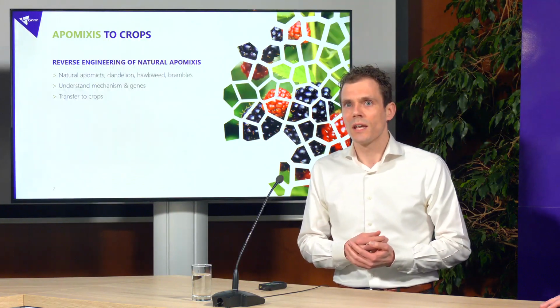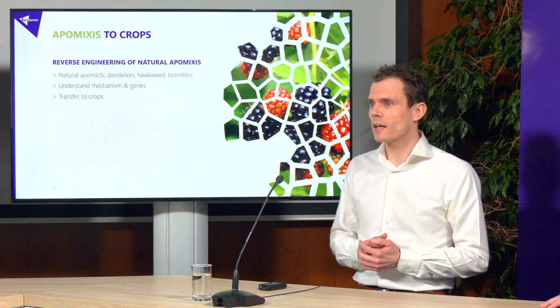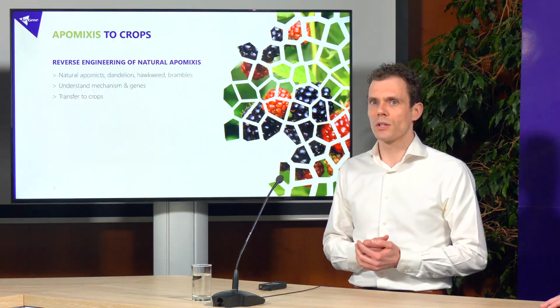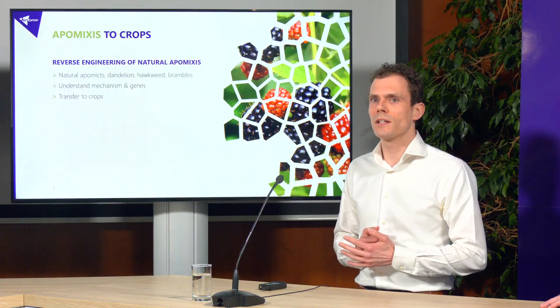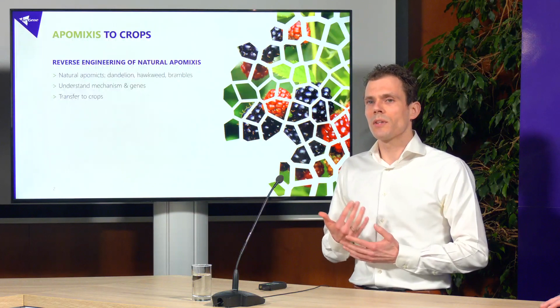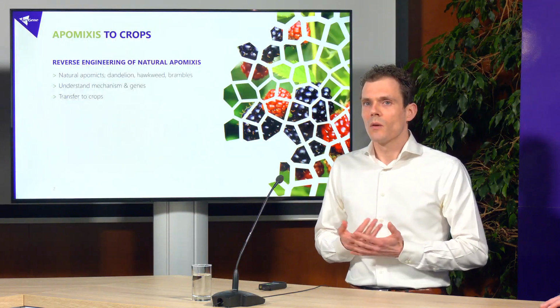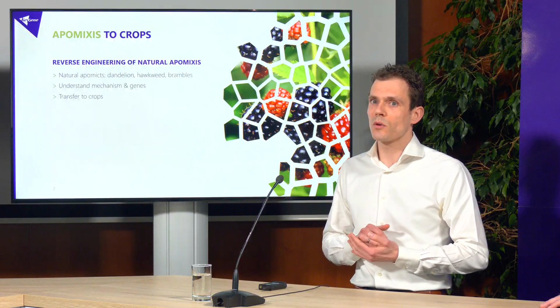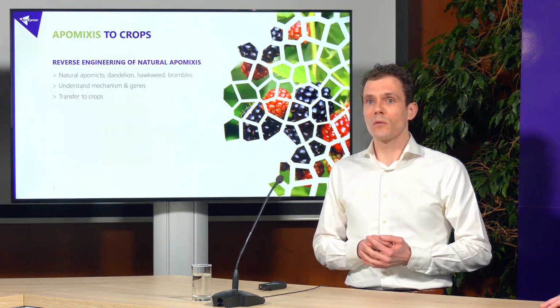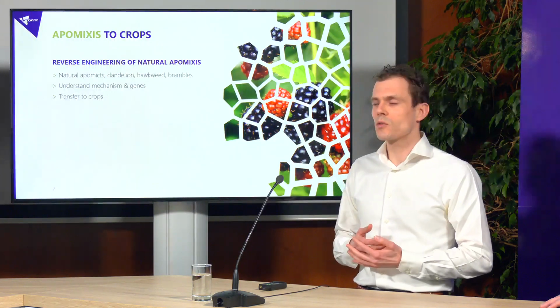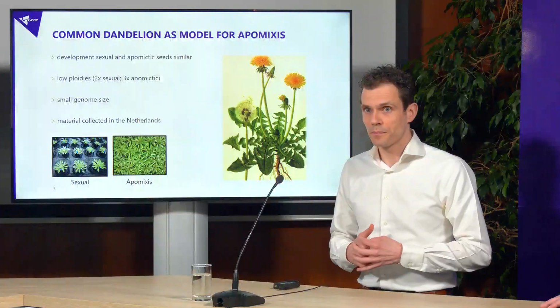As Lucia mentioned, apomictic reproduction is not very common in nature. But you can find quite a few species when you look around, at least here outside, for example, dandelion, hawkweed, or brambles. We would like to understand the natural mechanism of Apomixis and clone the underlying genes, with, of course, the final goal to transfer this to crops. And our favorite model is the common dandelion.